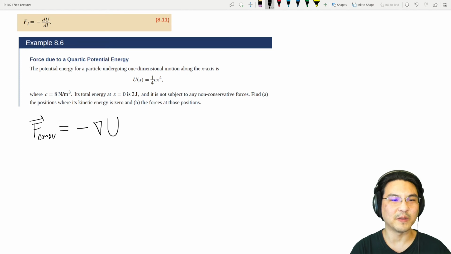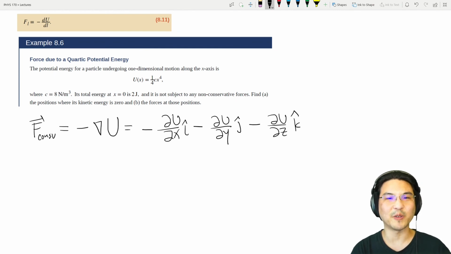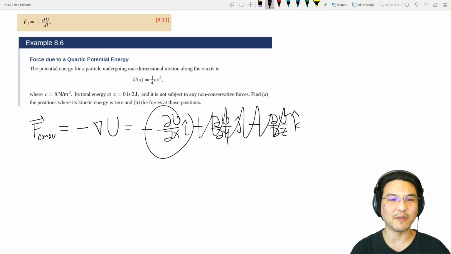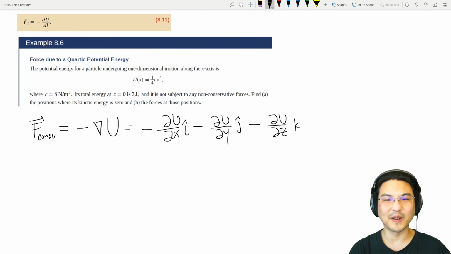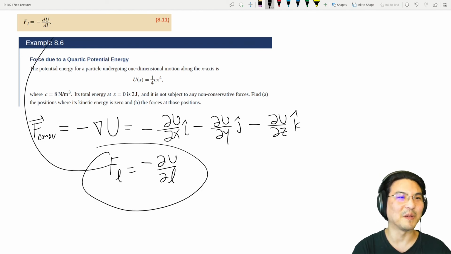How do you do a gradient? A gradient is just like a three-dimensional derivative. Take the partial with respect to x, and that's the i component, with the minus sign. The partial with respect to y is the j component, and the partial with respect to z is the k component. That's the relationship between potential energy U and conservative force F. Let's say it's one-dimensional, only in the x direction. Then these are gone, and you only have this. If we call that the L direction, then minus dU/dL would be the L component.